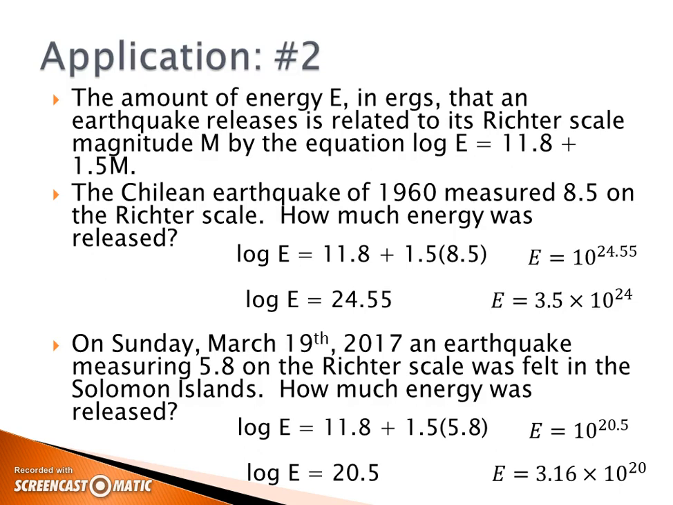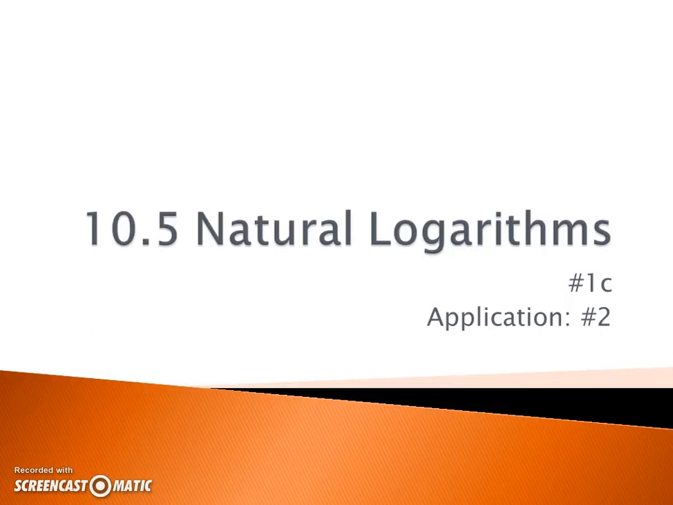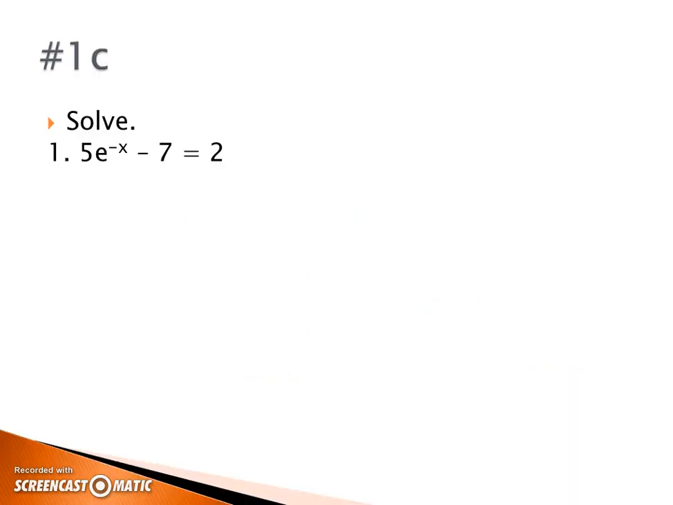Let's look at 10.5. This is natural logarithms. We're going to do number 1 from part C and number 2 from the application. In number 1 in part C, we're going to solve 5 times e to the negative x minus 7 equals 2. First we need to get e by itself, so we add 7 to both sides to get 9, then divide by 5 to get 9/5.